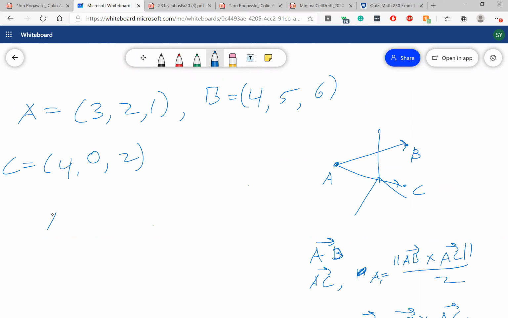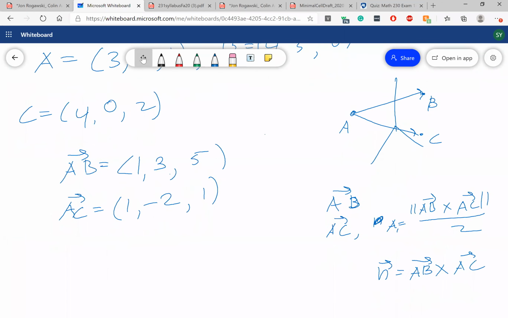So AB is equal to 4 minus 3, which is 1, 5 minus 2, which is 3, 6 minus 1, which is 5. Then the vector AC is equal to 4 minus 3 is 1, 0 minus 2 is -2, and 2 minus 1 is 1. So these are our 2 vectors. Any questions so far?